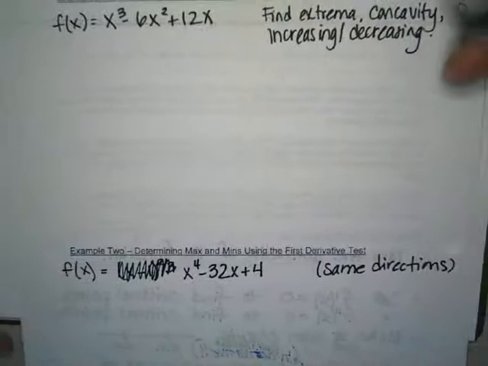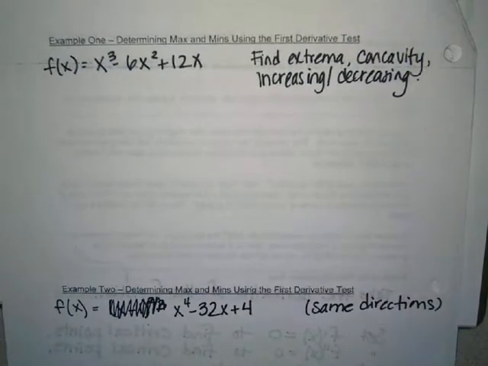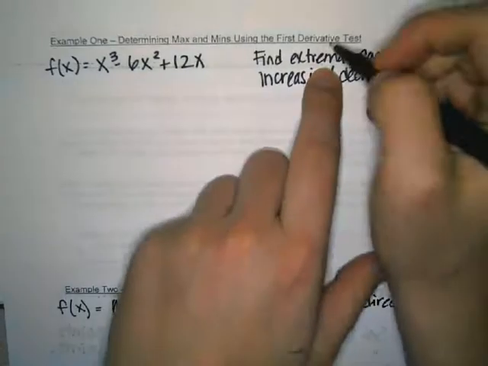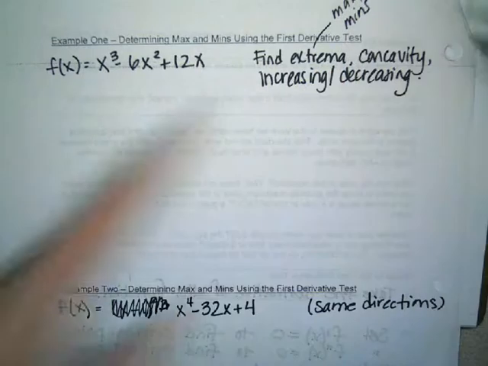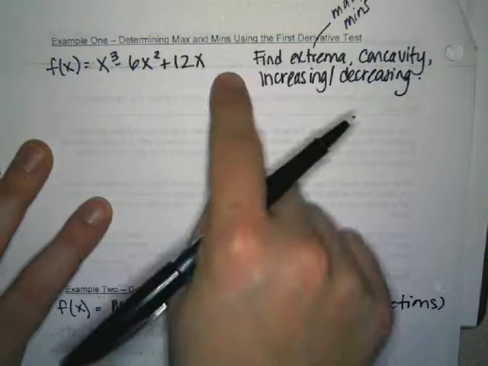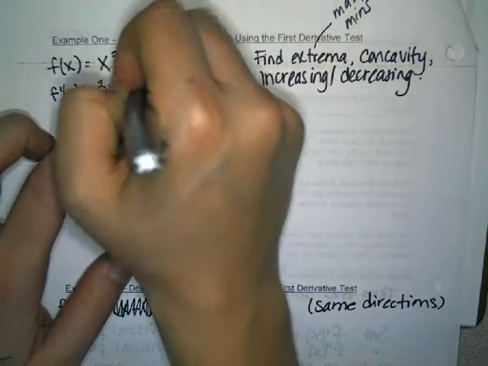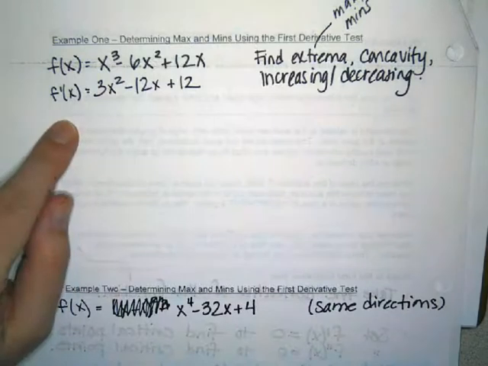Okay. Hopefully you paused that if you needed to copy down what you needed to. All right, here's my first function. Extrema is just another word that they use for max or mins, just for general reference. All right, so we're going to start by taking the derivative. So the derivative is going to be 3x squared minus 12x plus 12. And we're also going to determine concavity, so we take the second derivative.